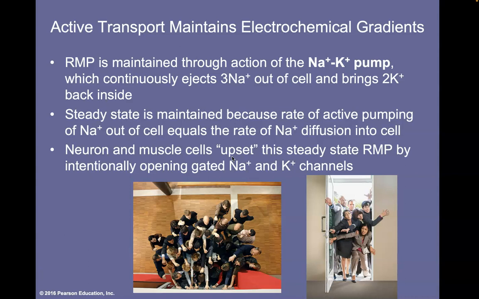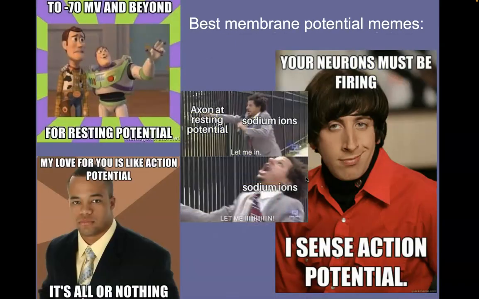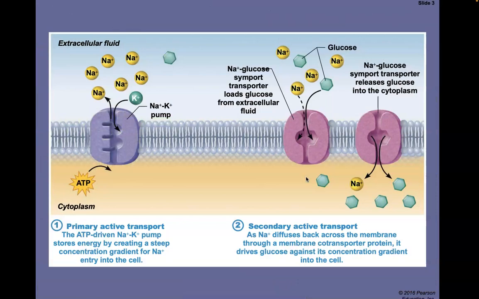So what happens is in neuron and muscle cells, for a neuron to fire and muscle cells to contract, to start that process, they have these gated sodium and potassium channels that will, again, be triggered to open and upset that resting membrane potential, okay? So that's why it's so important to understand resting membrane potential.